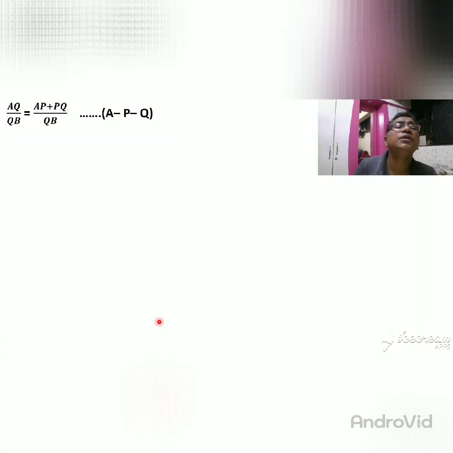Then we solve another thing here. The condition is A-P-Q, so P is in between A and Q. Here A point's coordinates are (2, 7), P point's coordinates are (0, 2), and Q point's coordinates are (x2, y2). So here what you want to find out is x2 and y2.